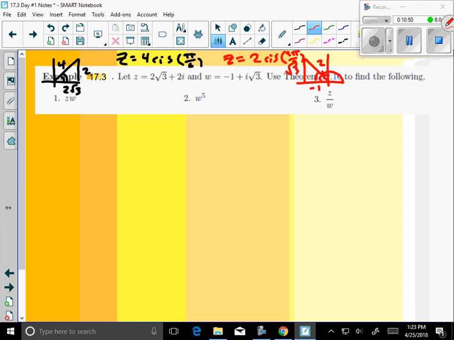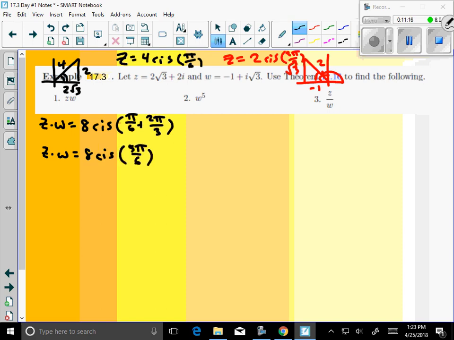Okay, so if I multiply z and w, what do I do with the 4 and the 2? Yeah, I get an 8. What do I do with pi over 6 and 2 pi over 3? So I got pi over 6 plus 2 pi over 3. That means I got to have a common denominator, which I think would come out to be 8 cis 5 pi over 6. There you go. That's z times w. You multiply the modulus from each, and then you add the angles.